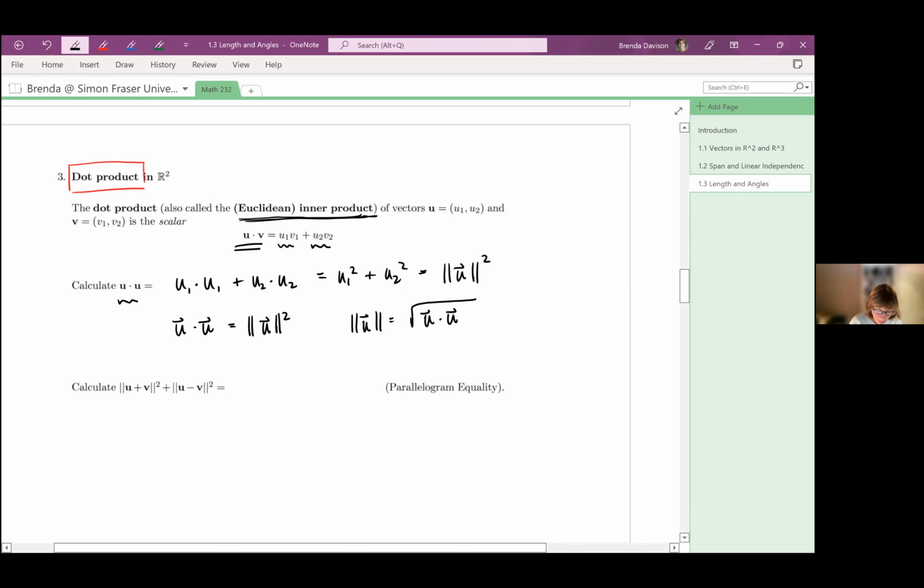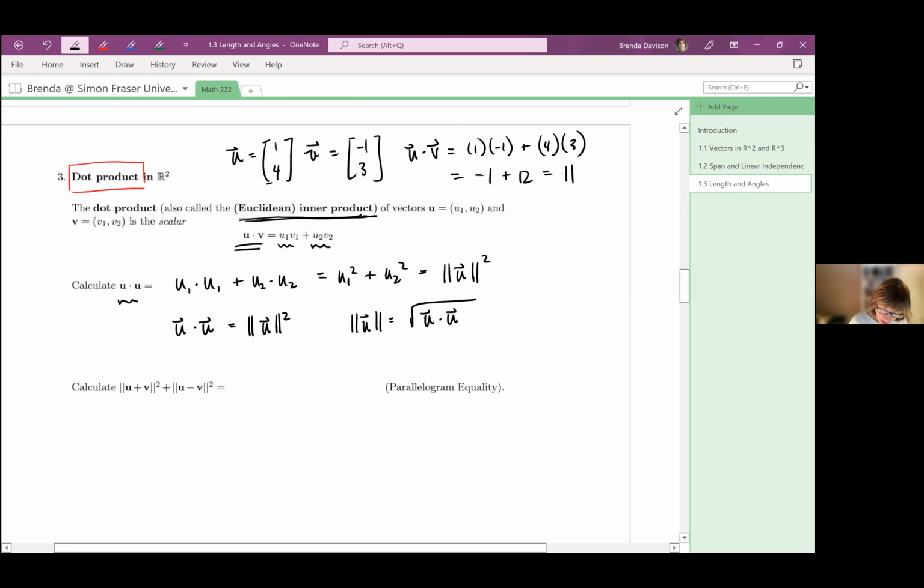Okay, why don't we just do one quick example of taking the dot product of two vectors. Let's take u equal to 1, 4, and v equal to -1, 3, and then ask, what is u dot v? So for u dot v, we take the first component of u multiplied by the first component of v, and to that we add the second component of u multiplied by the second component of v. And that is -1 plus 12, and that is 11. So when u and v are these two vectors, the dot product is 11.